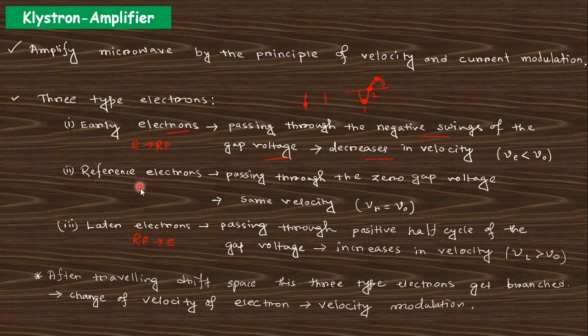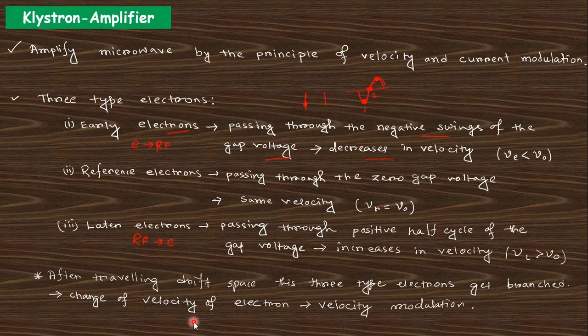You can see here we write these things, that is the early electron, that means it passes through the negative swing of this graph. When this negative swing is happening and this electron passes, these are the early electrons. When it passes the zero gap voltage, that is that point, that is the reference electron, and when it passes through the positive half cycle, this is the later electron. Okay. So these three types of electrons can be bunched by traveling through this drift space. After traveling the drift space, these three electrons are bunched, changing the velocity of the electron, that is the velocity modulation.